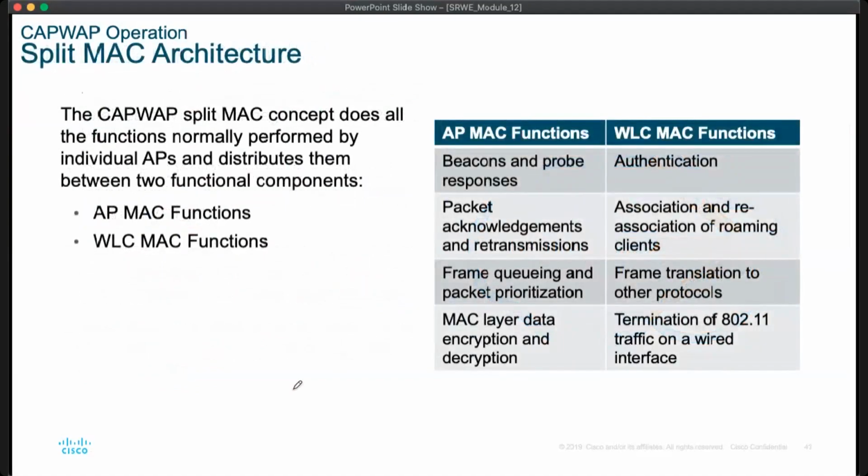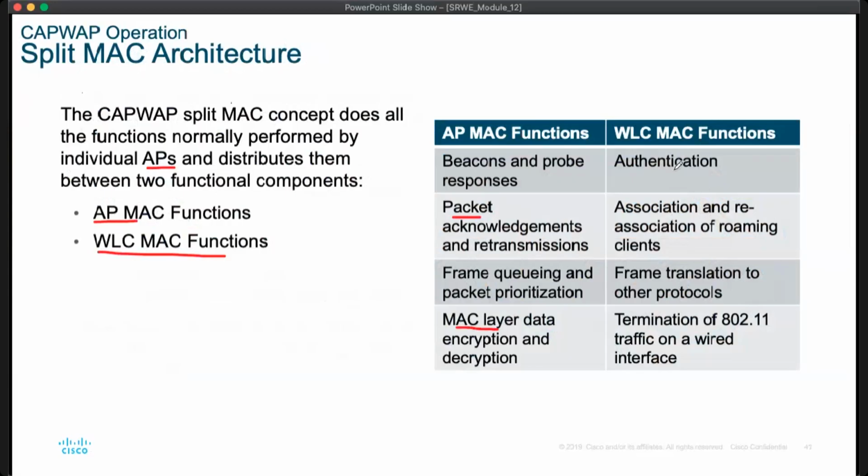The CAPWAP split MAC concept takes all functions normally performed by an individual AP and distributes them between two functional components. First, the AP MAC and the wireless LAN controller MAC function. The AP MAC handles beacon and probe response, packet acknowledgement and retransmission, frame queuing and packet prioritization, and also MAC layer data encryption and decryption.